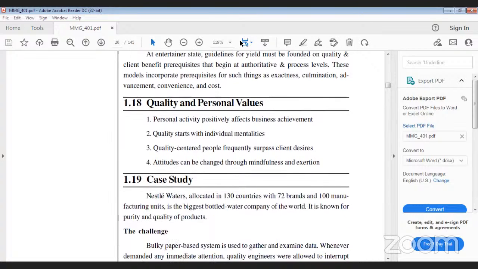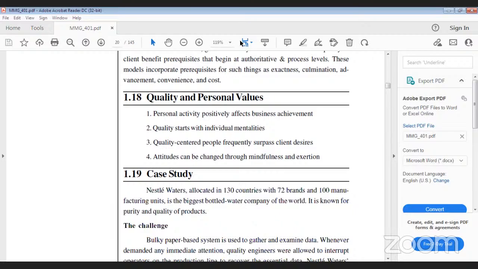Nestle Waters is located in 130 countries with 72 branches and 100 manufacturing units also. It is the biggest bottled water company in the world. It is known for the purity and quality of its production. There are some challenges. A bulky paper-based system is used for gathering inspection data.